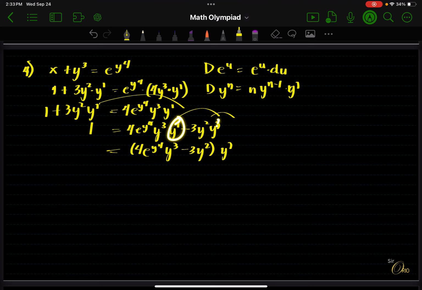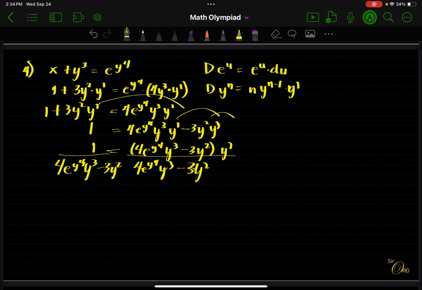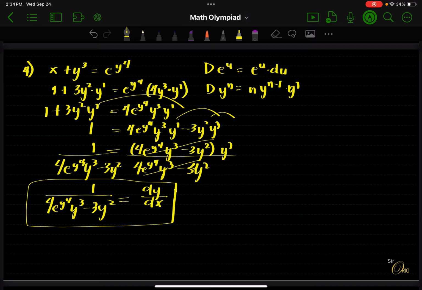We factor out y prime. Then 1 here. Then divide both sides by 4e raised to y raised to 4y cubed minus 3y squared. So cancel. So dy over dx is equal to 1 over 4e raised to y raised to 4y cubed minus 3y squared. And this is the answer for number 4.